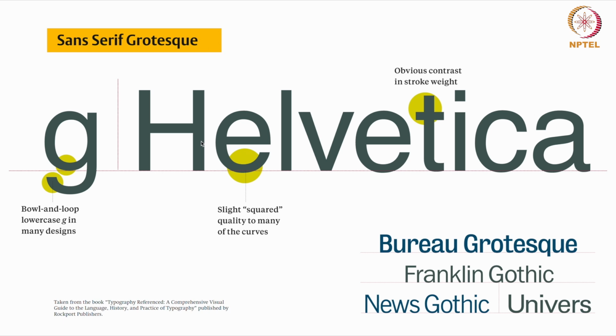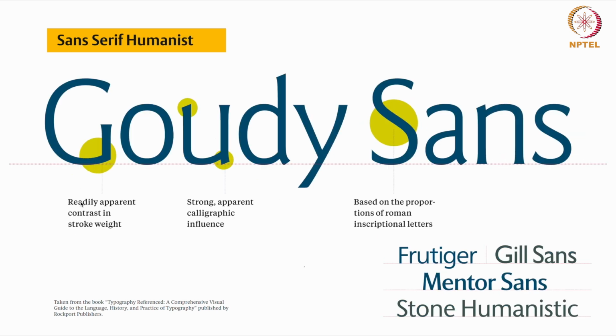Neo-grotesque sans serifs are widely used for their clarity and simplicity, especially in corporate design. Examples include Helvetica and Universe. Right? So you will remember. Here in the neo-grotesque, there is hardly any difference in terms of strokes. So the obvious contrast in the stroke weight is negligible.